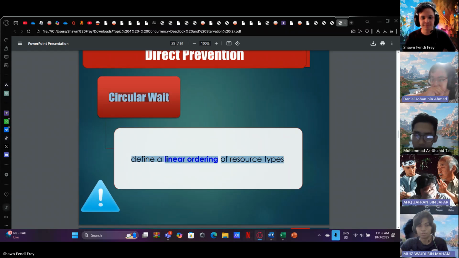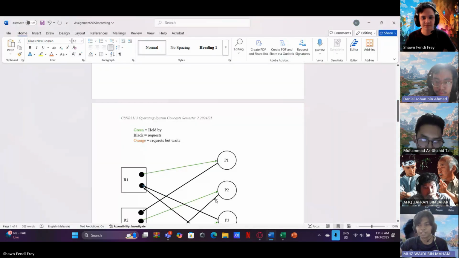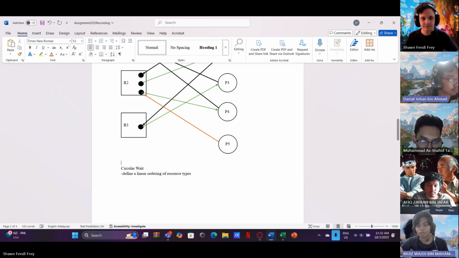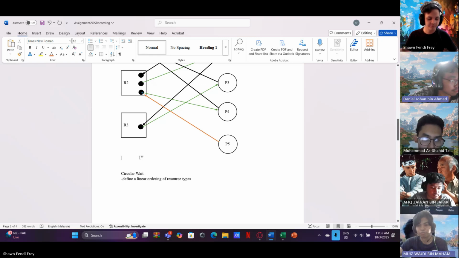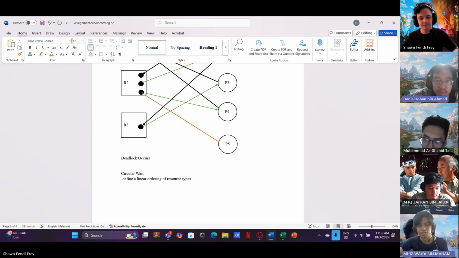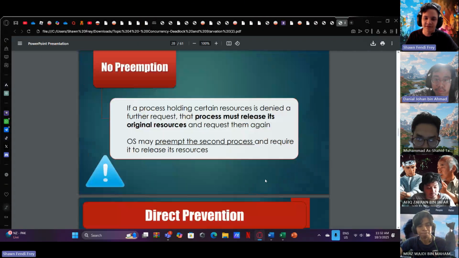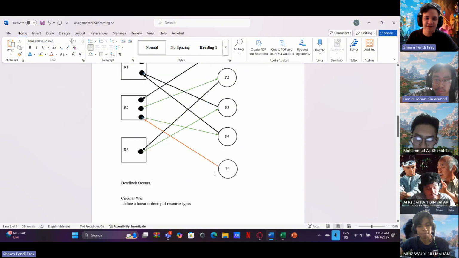When Shahid talked about indirect prevention, direct prevention will only prevent the occurrence of circular wait. So we need to have both methods to make sure that all of the conditions are met. That's all from me. Anybody else want to add anything before we go?